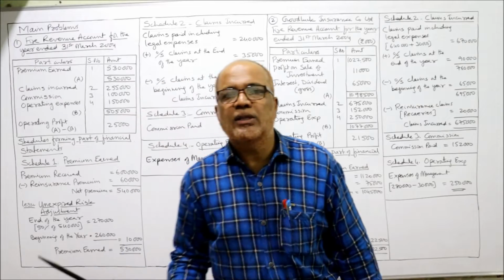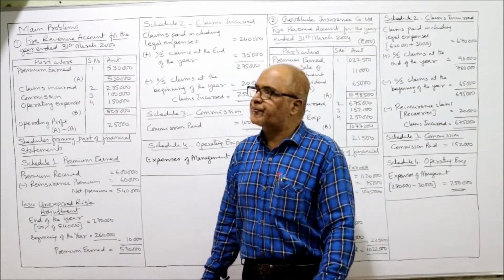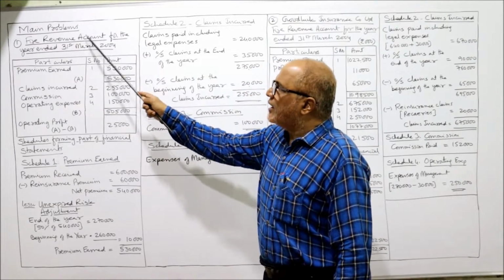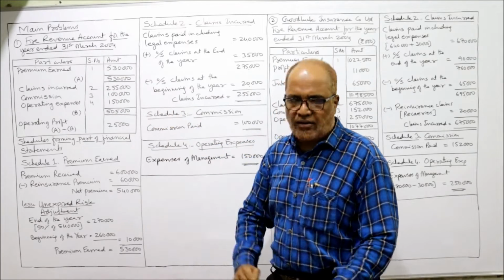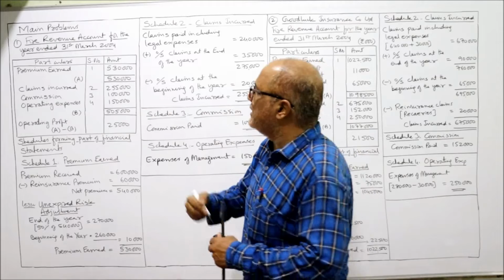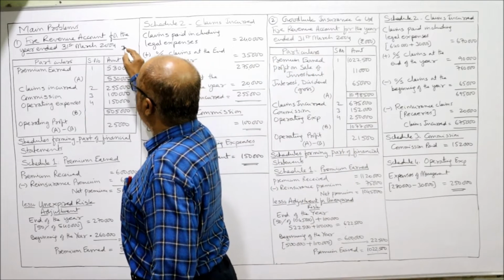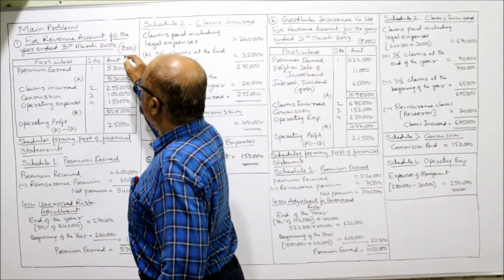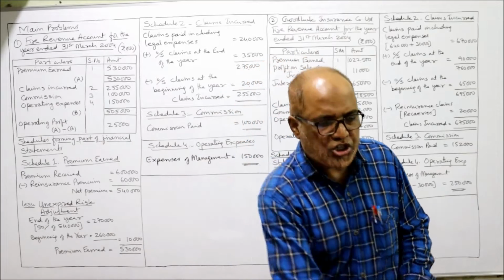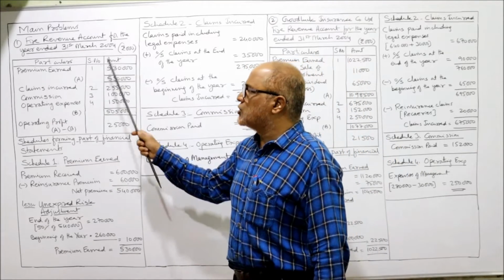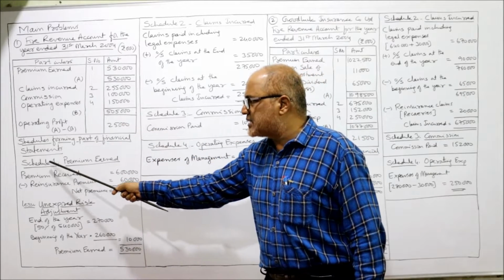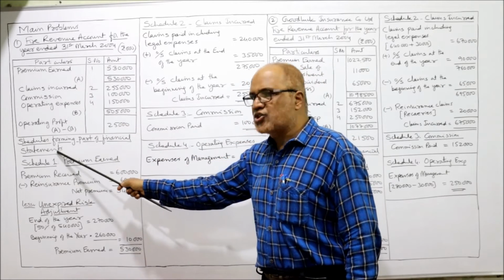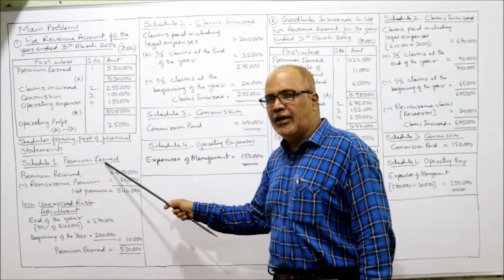Now I'm showing you the complete solution of this problem. Fire revenue account for the year ended 31st March 2004. Thousands omitted. Here we should write down rupees in thousands. Then particulars, schedule number, then amount. Premium earned, schedule number 1. Now you can see here, schedules forming part of financial statements. Schedule number 1, premium earned.